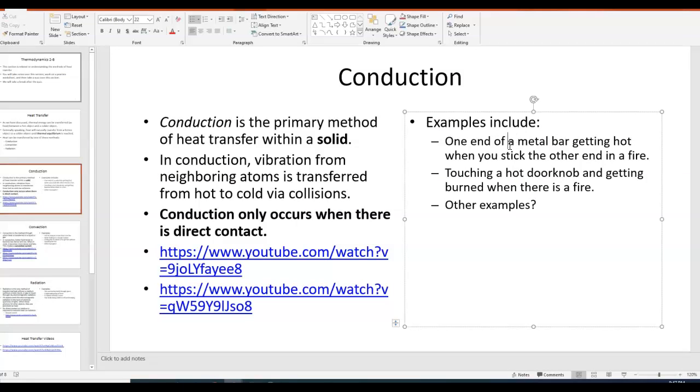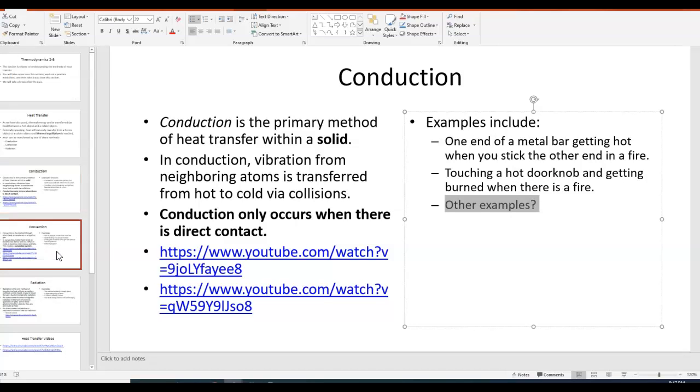Okay, so examples include one end of a metal bar getting hot when you stick the other end in a fire, touching a hot doorknob and getting burned when there's a fire, and so on and so forth. Other examples would include situations where two objects are in direct contact with each other, especially if the two objects are solids.